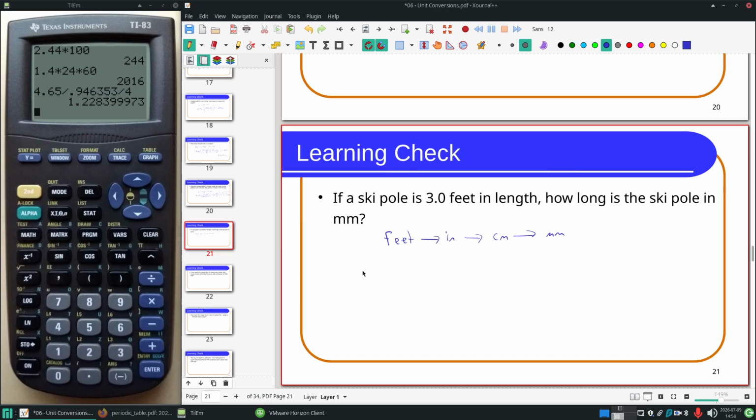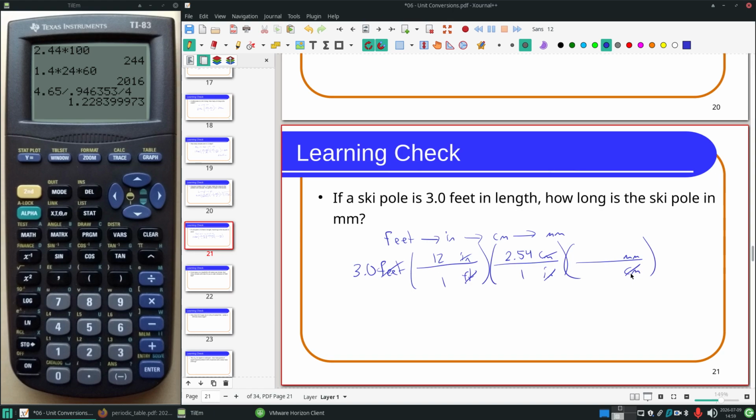All right. So, 3 feet. And feet to inches. So the feet go away. Inches to centimeters. So the inches go away, and centimeters to millimeters. So the centimeters go away. All right, putting numbers in here. 1 foot, 12 inches. 1 inch is 2.54 centimeters. That's on that slide. This is a weird one.